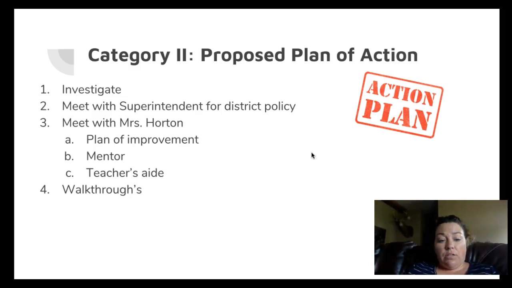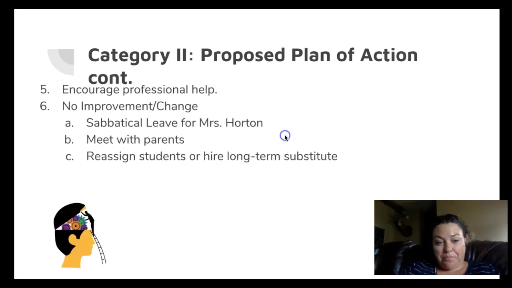And possibly also get her a teacher's aide or a paraprofessional who can help in the classroom and help alleviate some of the stress from the day-to-day things that happen there also. I would also implement a lot more frequent walkthroughs, just so the principal is visible more often in that classroom.